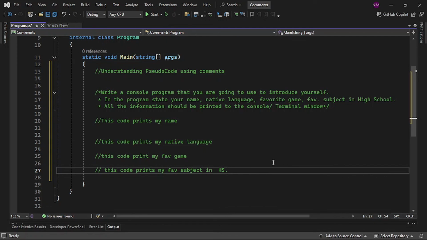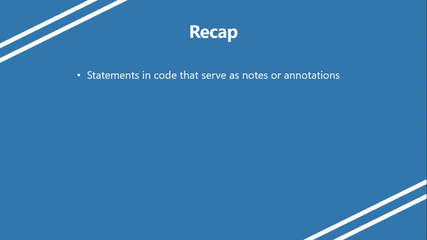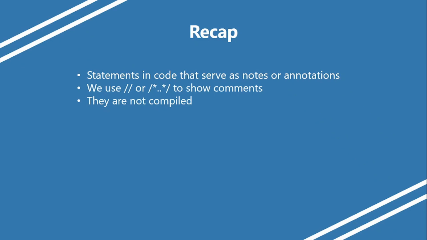Now, let's recap what we did. We said comments are statements in code that serve as notes or annotations, and it's also important for other people who are reading your code. We use double forward slash for single line comments, or forward slash and asterisks for multiple line comments. They are not compiled, which means they are not recognized as code and they do not take up computer memory, and they can be used as pseudocode.